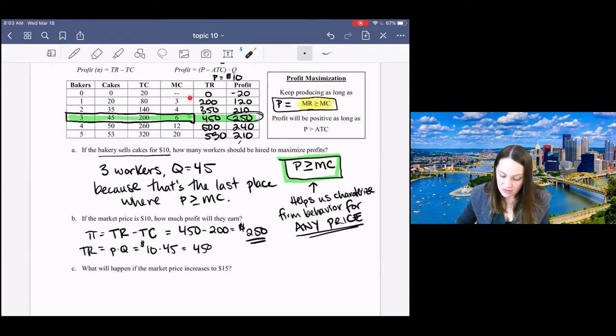So got my marginal cost. I'm gonna produce as long as my price, that's $15, is bigger than my marginal cost.